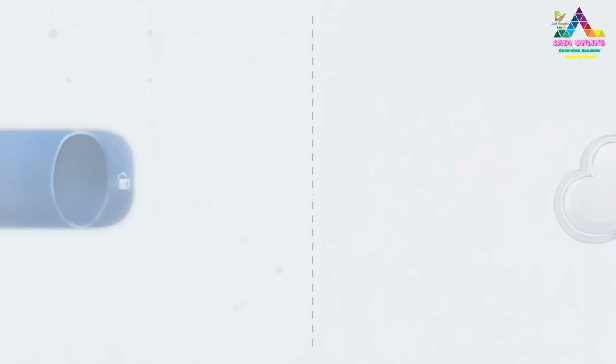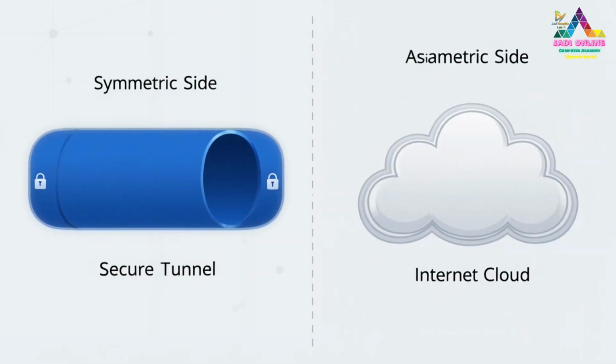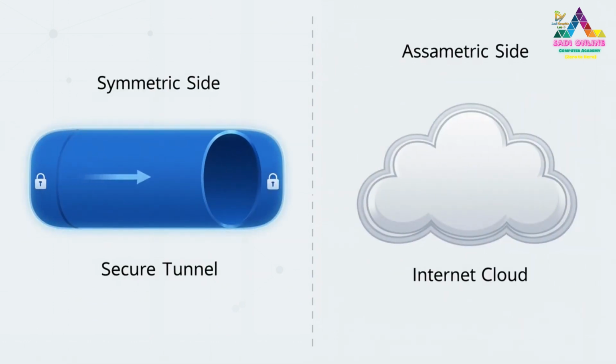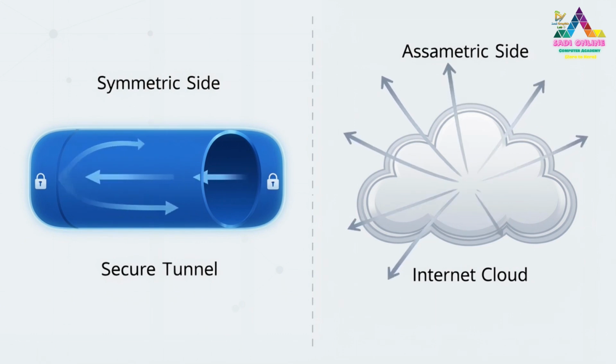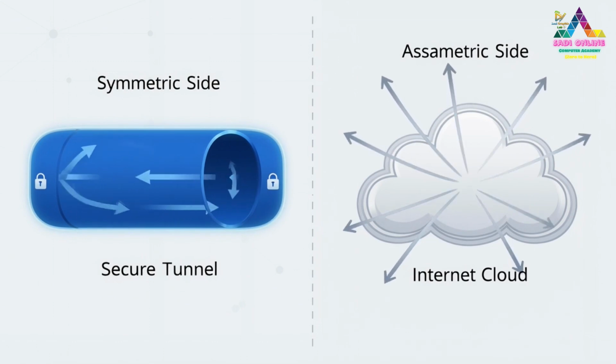How do we get the keys to the right people? Symmetric requires a safe, pre-established channel to transmit the secret key. It only works where a secure distribution channel is already established. Asymmetric is the hero of the open web. It enables secure key exchange over insecure channels without needing a pre-existing secure path.